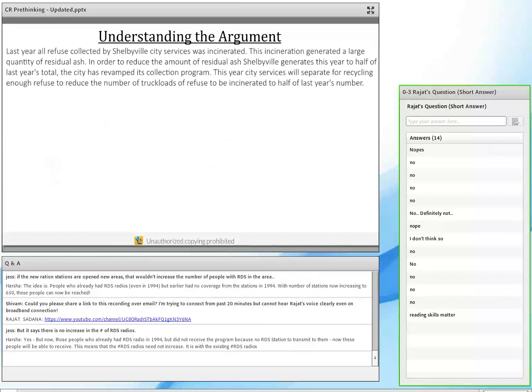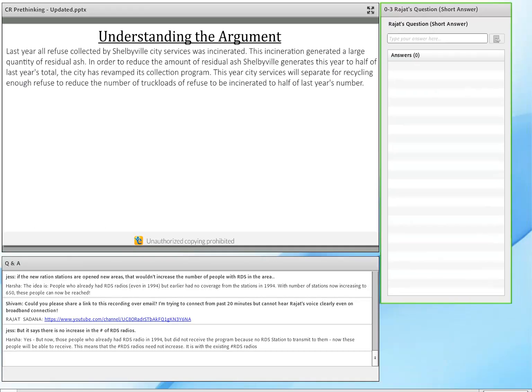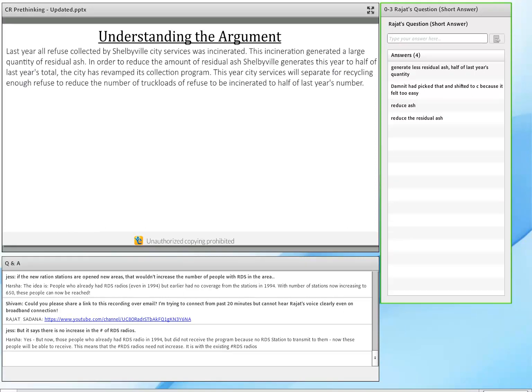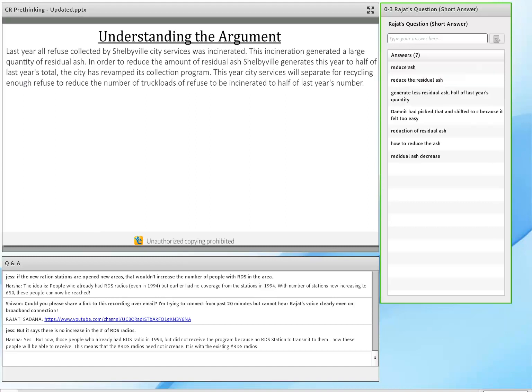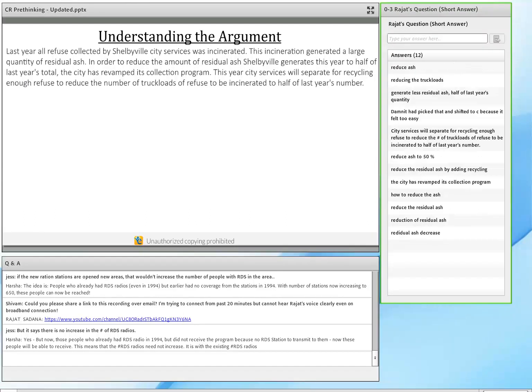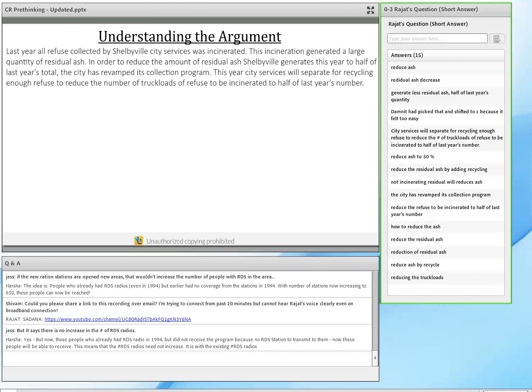Let's look at this over here. What's my conclusion? What are we trying to achieve in this question? Reduce ash. Okay. For the previous question, I picked choice C. If you focus on understanding, the most challenging questions will seem very easy. What's my conclusion here? I have to reduce that residual ash by 50%. And how am I going to do that? I'm going to do that by reducing the truckloads.